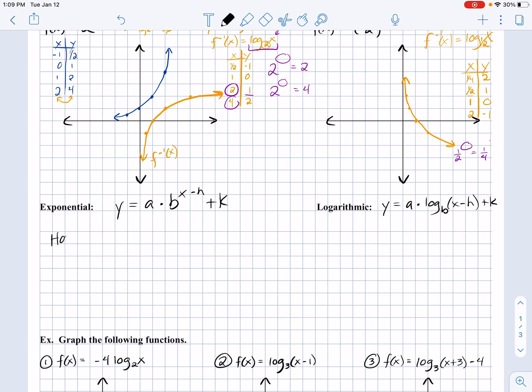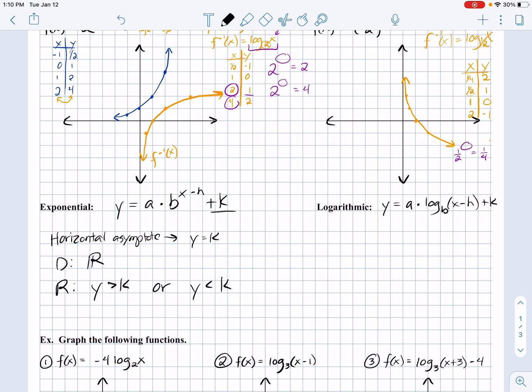Exponential functions, we have a horizontal asymptote. It's always at y equals k. We have domain, that is always all real numbers. And then the range, which is usually everything above the asymptote. It can sometimes be everything below the asymptote if it's a negative a value.